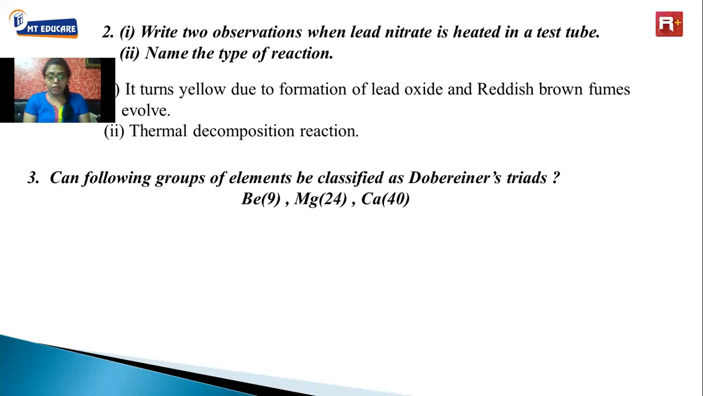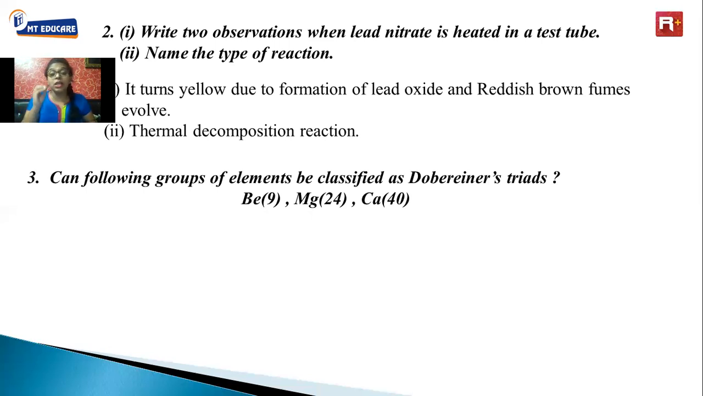What he said: when elements having similar chemical properties are arranged in increasing order of their atomic masses, the atomic mass of the middle element is approximately equal to the mean of the atomic masses of the other two elements. Such a group of 3 elements is called a triad, or Dobereiner triad.